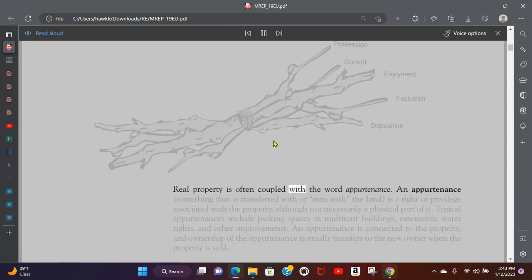Real property is often coupled with the word appurtenance. An appurtenance, something that is transferred with or runs with the land, is a right or privilege associated with the property, although not necessarily a physical part of it. Typical appurtenances include parking spaces in multi-unit buildings, easements, water rights, and other improvements. An appurtenance is connected to the property, and ownership of the appurtenance normally transfers to the new owner when the property is sold.